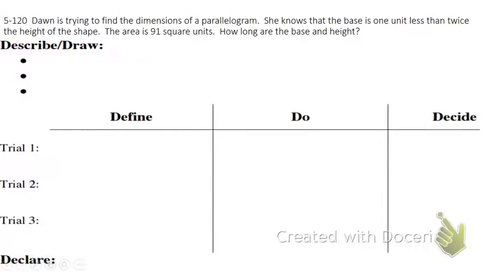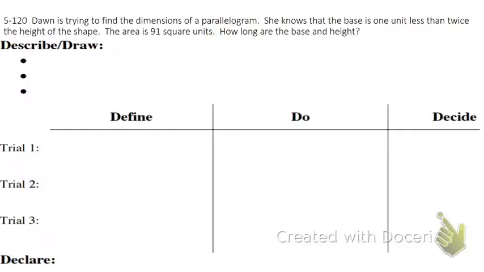Okay, I will simply introduce this problem and leave this one entirely up to you. Dawn is trying to find the dimensions of a parallelogram. That means 4 sides, 2 pairs of sides are going to be parallel. She knows that the base is 1 unit less than twice the height of the shape. The area is 91 square units. How long are the base and height?